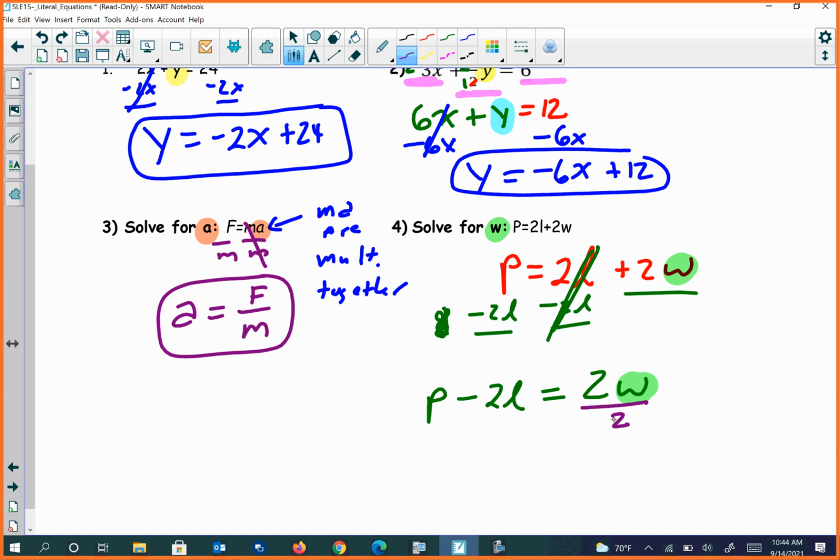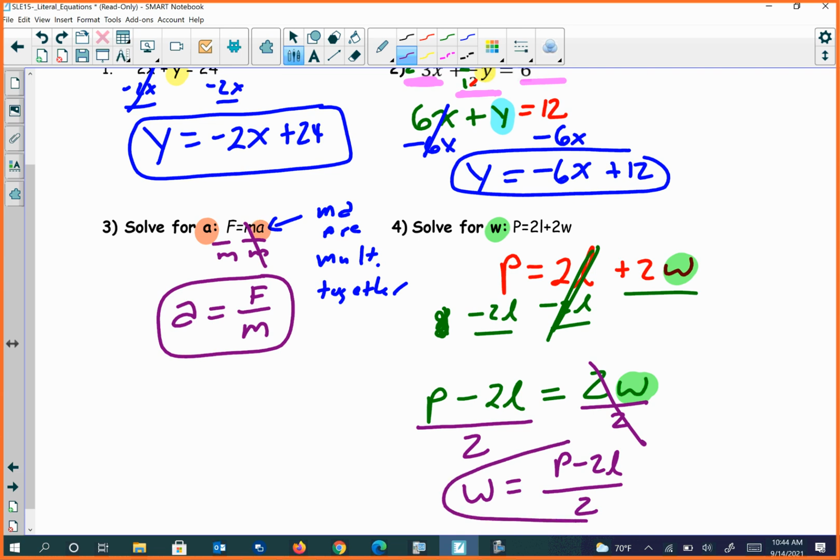And I have a choice. I think I like this choice. I'm going to divide this whole side by 2. And I think I can keep it that way, and I'll be pretty happy about that. So these are going to cancel. So W is equal to P minus 2L all over 2. The problem is all done.